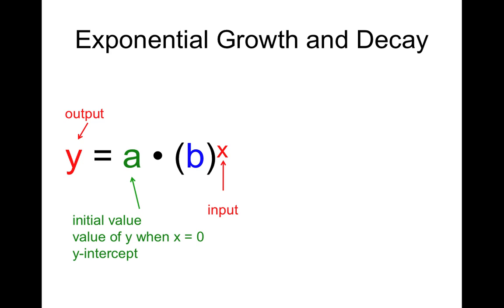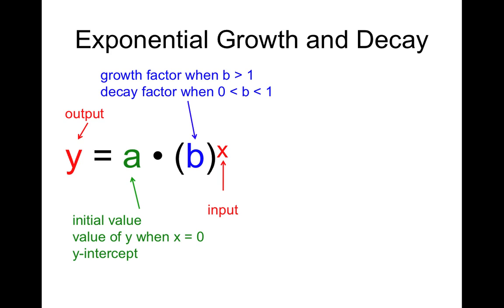The number we use for the base of the exponent determines how the function changes as x changes. If b is a number that's greater than 1, it's an exponential growth equation, and this is called the growth factor. As x gets bigger, y gets bigger. If the base of the exponent is in between 0 and 1, maybe a fraction like 1/2 or 1/3, but really any value between 0 and 1, it's called a decay factor. As x gets bigger and bigger, y gets smaller and smaller.